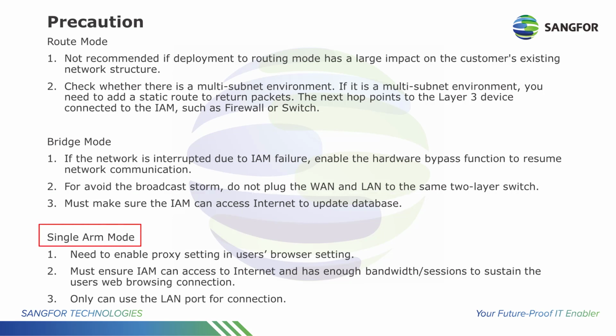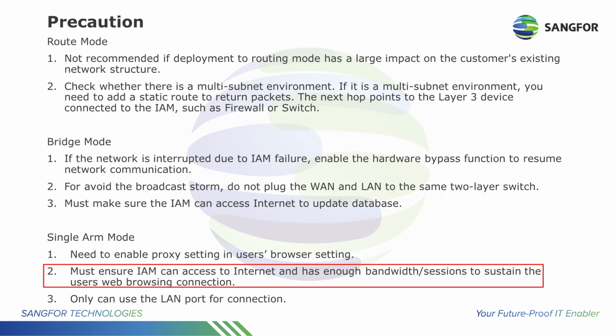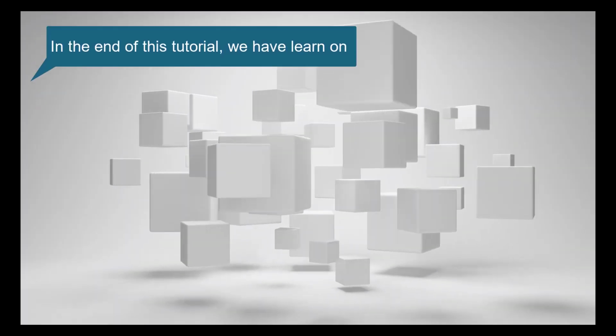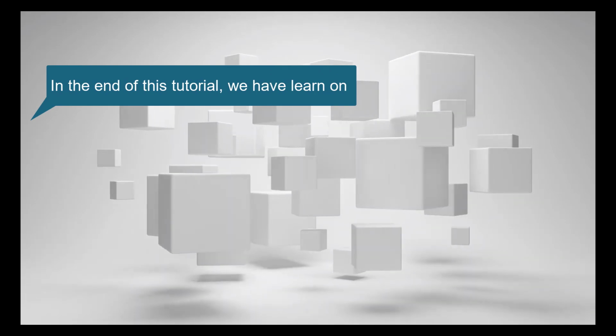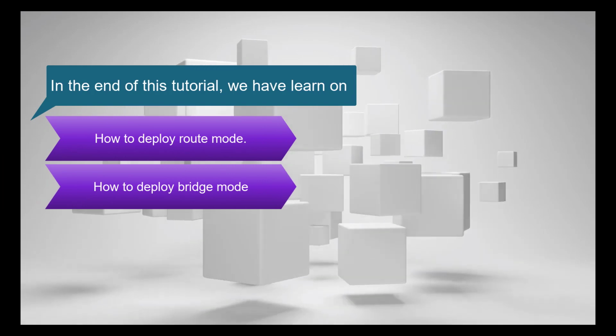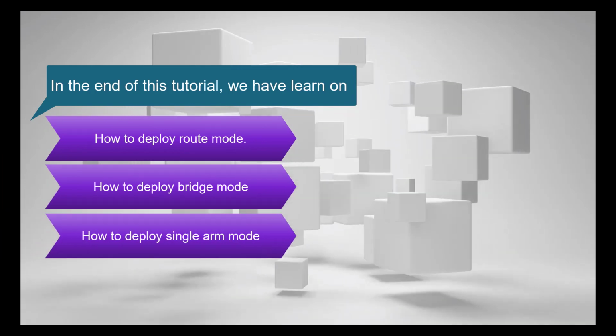Single ARM mode. Need to enable proxy setting in user's browser setting. Must ensure IAM can access the internet and has enough bandwidth and sessions to sustain the user's web browsing connection. Only can use the LAN port for connection. At the end of this tutorial, we have learned how to deploy root mode, how to deploy bridge mode, how to deploy single ARM mode.